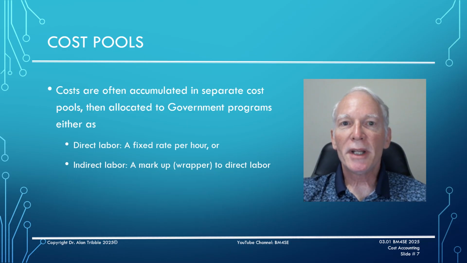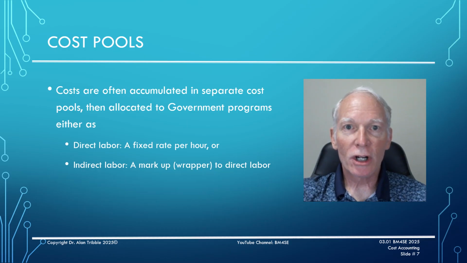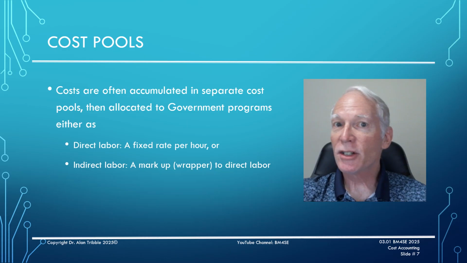We often accumulate all of our costs into separate cost pools so we can keep track of them separately. If we know an hourly rate for each of our direct costs, we can allocate those directly to the program. If we know what percentage our indirect costs are as a percentage of our direct costs, we could add that as a wrapper to our direct costs. Let's take a look at an example.